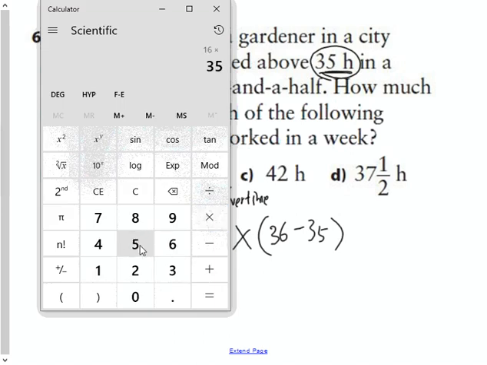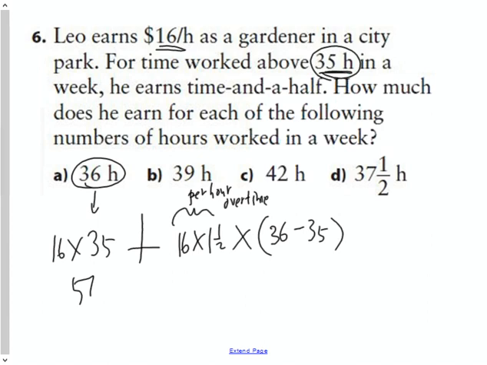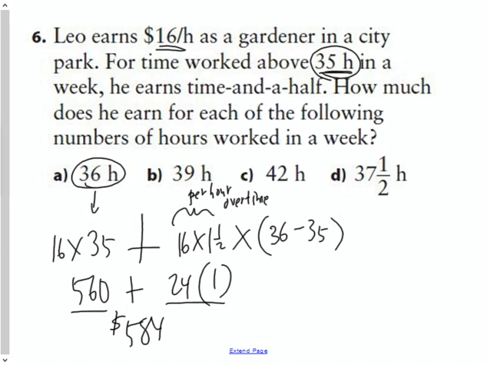16 multiplied by 35 means he made $560 in regular wages. 16 times 1.5 will be 16 multiplied by 3 over 2, which will end up being 48 over 2, which will end up being 24. This means he made $24 an hour multiplied by the number of overtime hours, which unfortunately was just 1 overtime hour. But for that hour, he made 24 bucks an hour. So altogether, he made $584 in regular wages and in overtime wages.